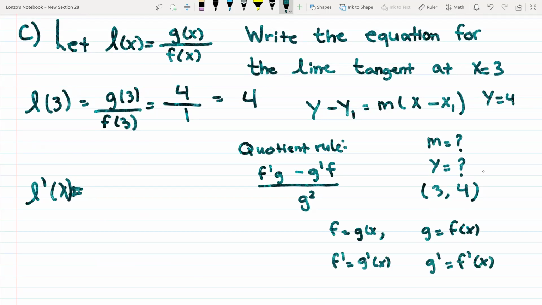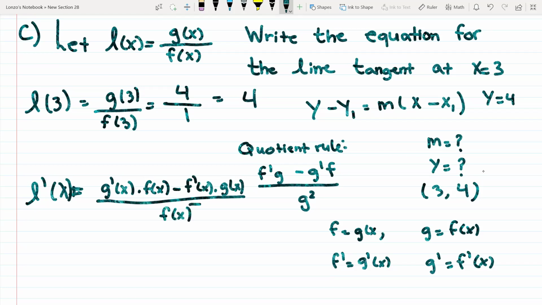Okay, so now just apply the quotient rule. It's f prime, which is g prime of x, times g, which is f of x, minus g prime, which is f prime of x, times f, which is g of x, all over g squared. So g is f of x, so that'd be f of x squared. Okay, so this is not going to help us. We need an actual value, so this is why we need to plug in our x value of 3.